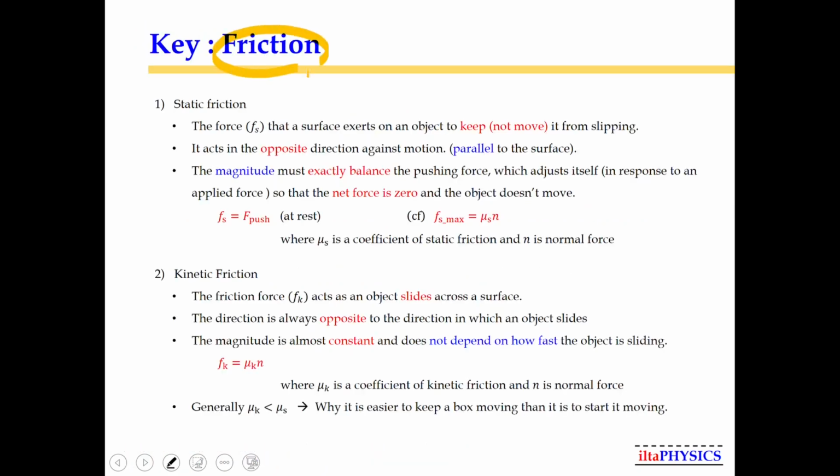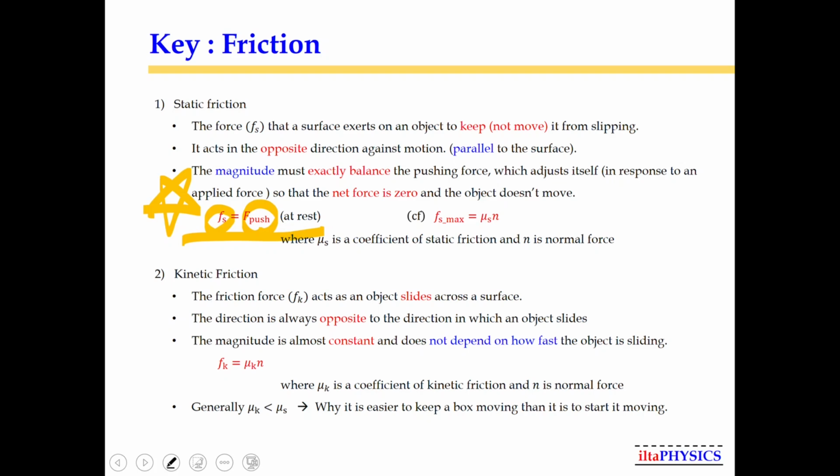Friction is mainly divided into static friction and kinetic friction. Static friction is the force that resists an object from sliding. It always acts in the opposite direction of the motion and parallel to the surface. What's interesting is that the magnitude of static friction perfectly balances out the force applied to the object. If we push an object but it doesn't move, the static friction at that moment is equal to our pushing force.